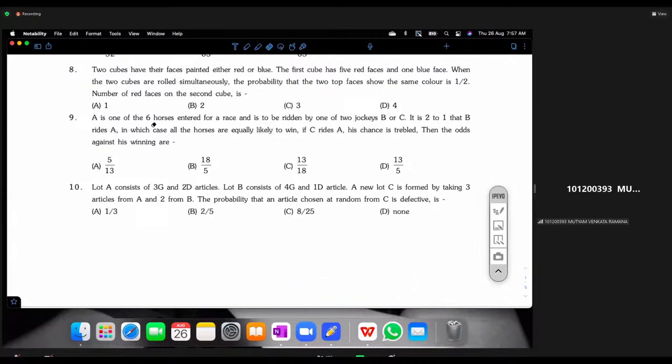A is one out of 6 horses entered for a race and is to be ridden by one of 2 jockeys, B or C. It is 2 to 1 that B rides A, in which case all horses are equally likely to win. And if C rides A, his chance is trebled. Then the odds against winning of A.